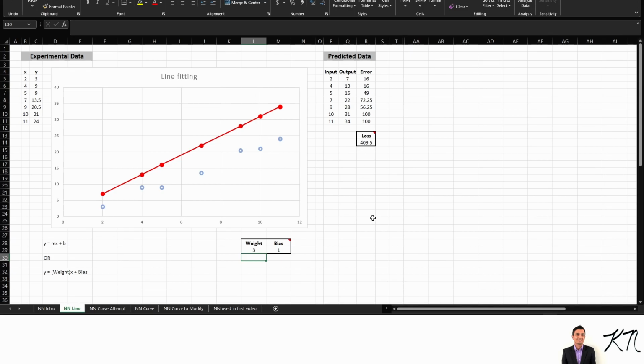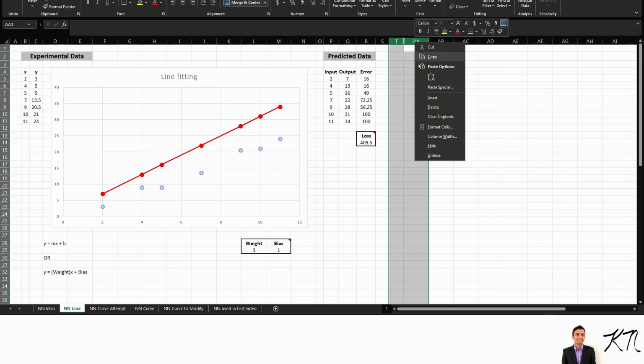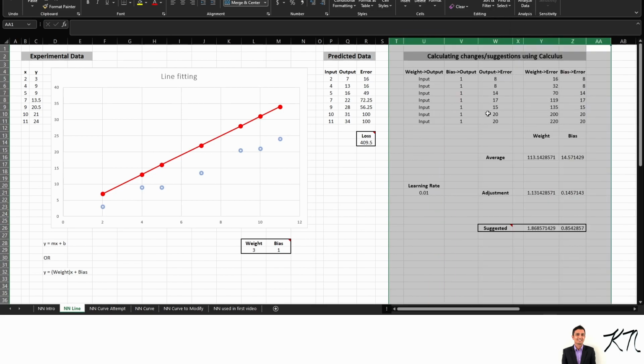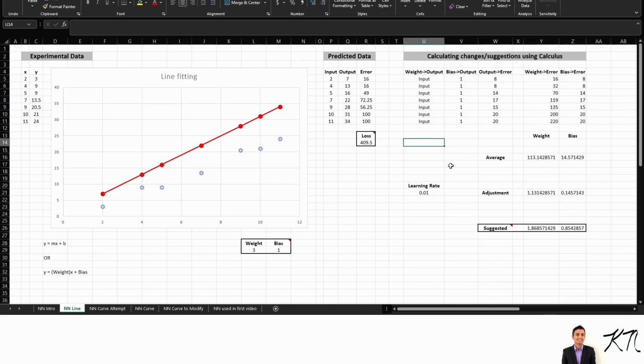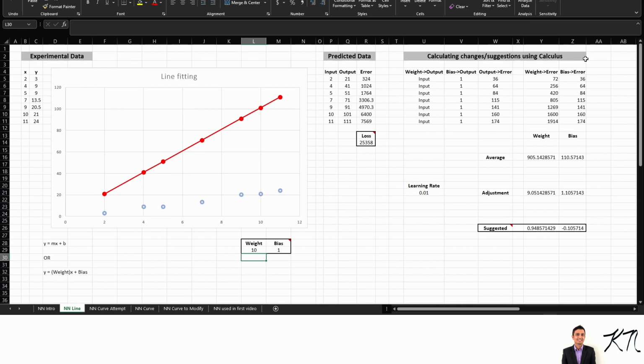Well, the good thing is mathematics provides us the answer. Now, it's a bit more advanced mathematics. It's not just the multiplication, addition, subtraction and squaring that we did here. You have to use calculus, but that is essentially the power of the technology that we use to do machine learning with neural networks. So it's a bit more of an advanced topic, but I think with this simple example, we can actually work through this. So here, what we're doing is we're calculating suggestions using calculus.